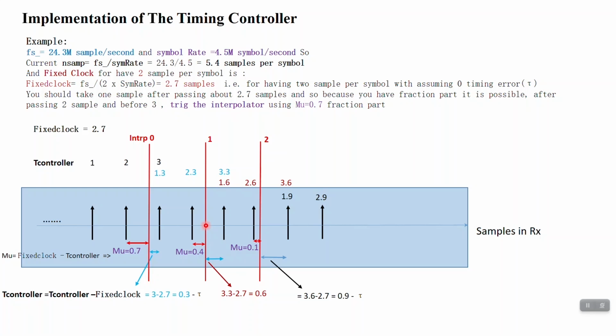But here it is not needed because, as I said, timing error is calculated by the symbol clock, and after every two samples interpolated. Simply, you can implement the timing controller. It's a very important part of the receiver.